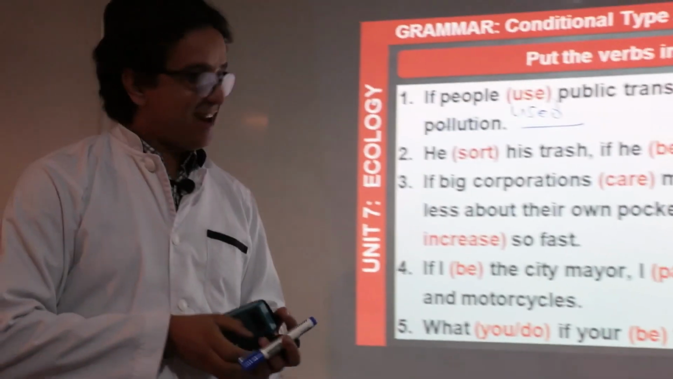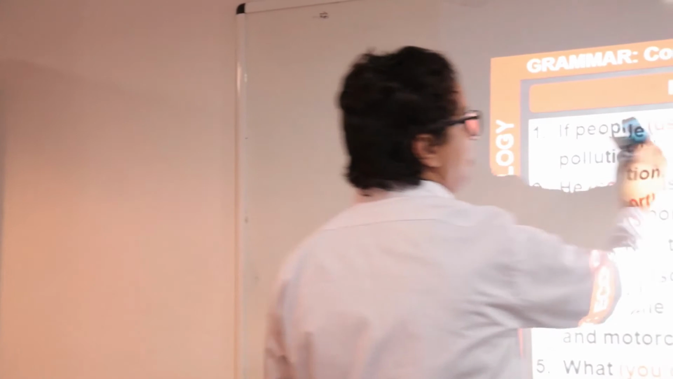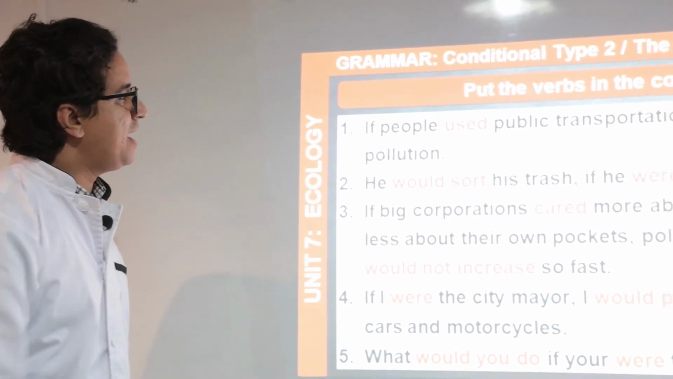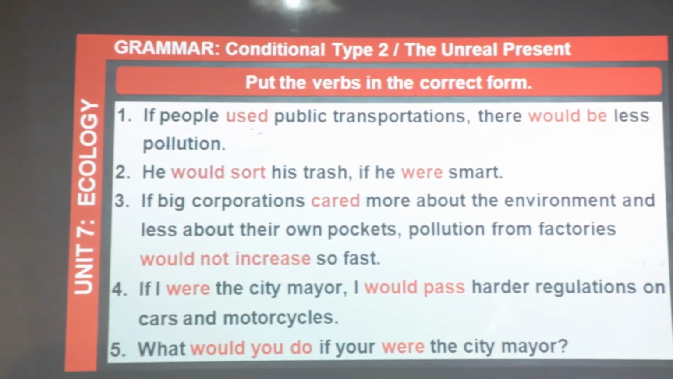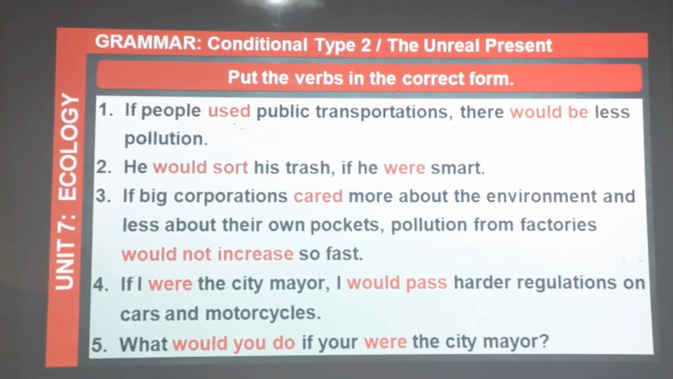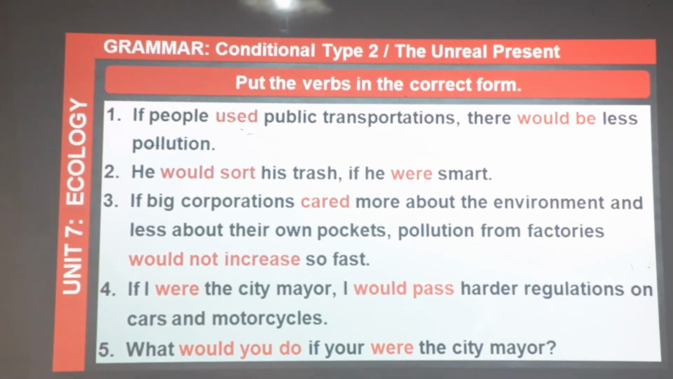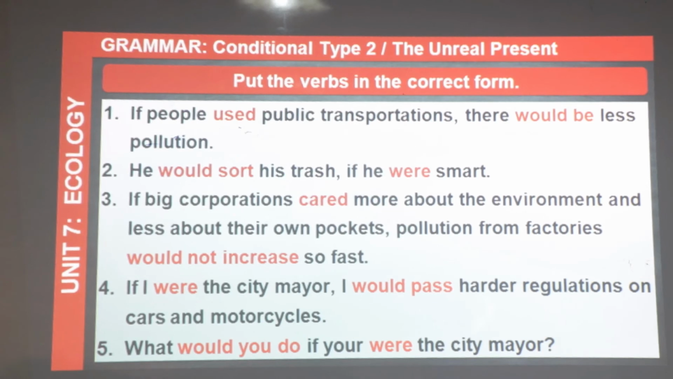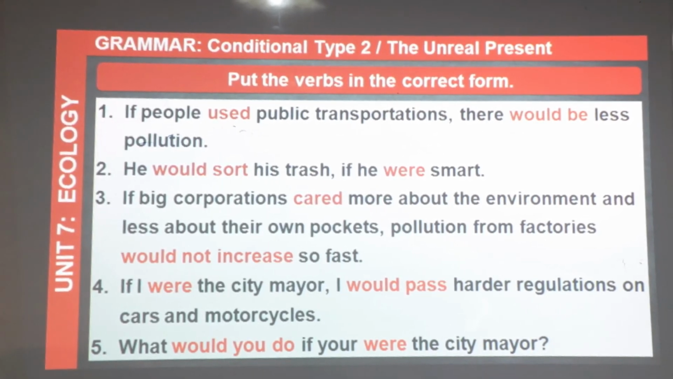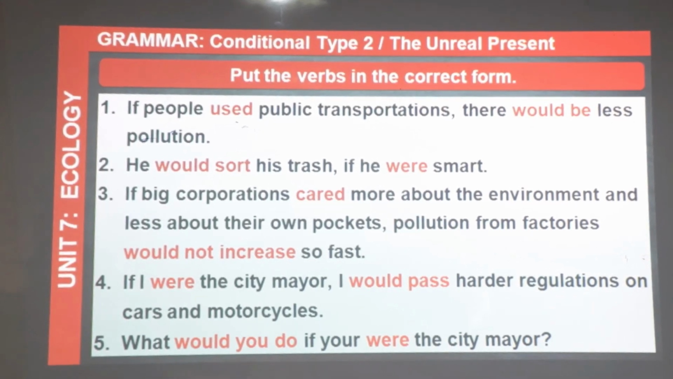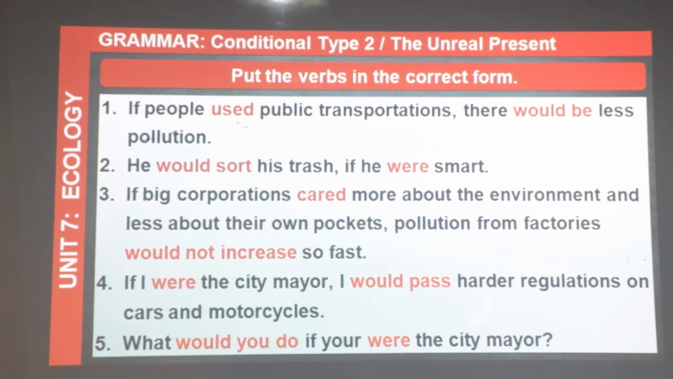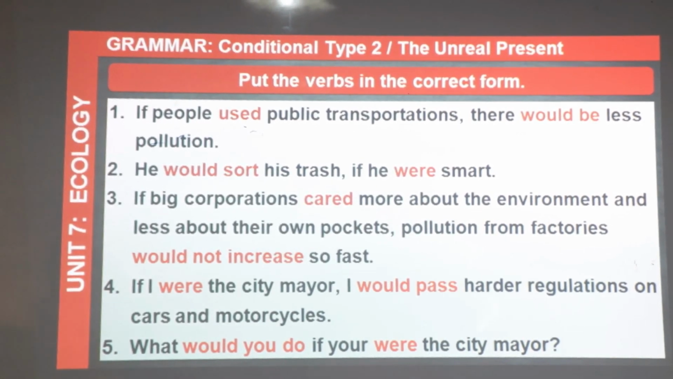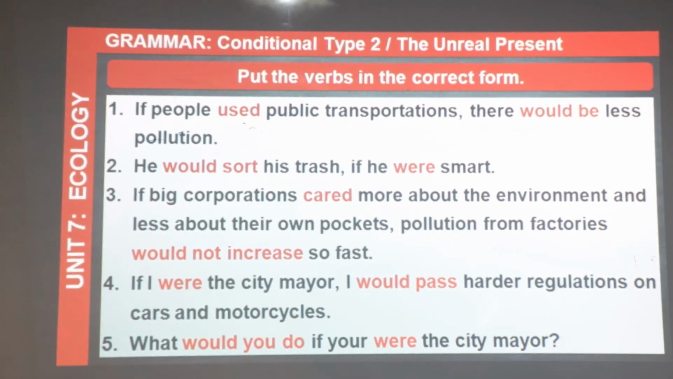All right. Let's see the corrections. As I told you, the first sentence is: if people used public transportation, there would be less pollution. Second one: he would sort his trash if he were smart. Number 3: if big corporations cared more about the environment and less about their own pockets, pollution from factories would not increase so fast. Number 4: if I were the city mayor, I would pass harder regulations on cars and motorcycles. Number 5: what would you do if you were the city mayor?